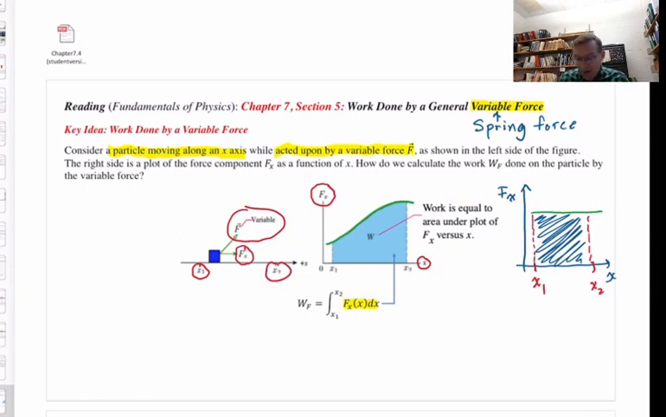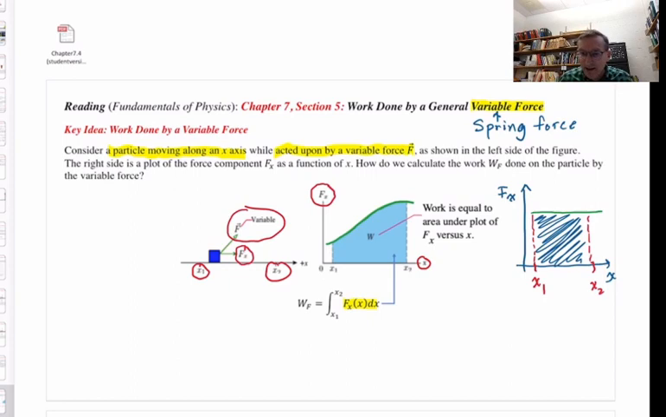Okay, so bottom line, if you have a variable force, you have to do an integral. And if the particle is moving along the x-axis, then you take the x component of the force times dx, and you integrate from x1 to x2. Let me show you one more thing before I go on to the next slide.